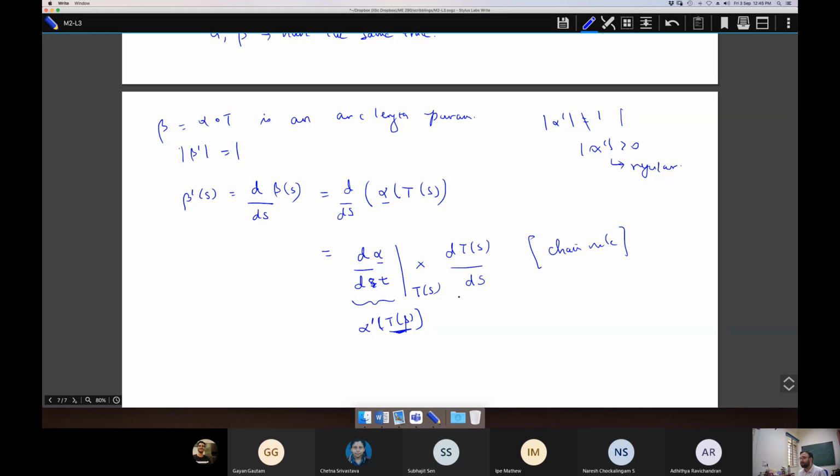Okay, so this is alpha prime. How shall we compute dt by ds? Is this known or unknown? Known, because we know t of s, so we just have to differentiate this. But we want to show that beta prime has magnitude 1, so we have to compute this. What do you think this will be? That is 1 by ds by dt. So this will just be 1 over ds by dt. Agreed? Evaluated at what t?